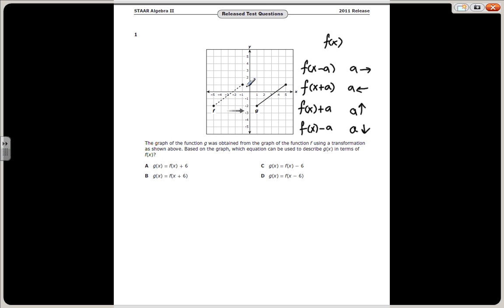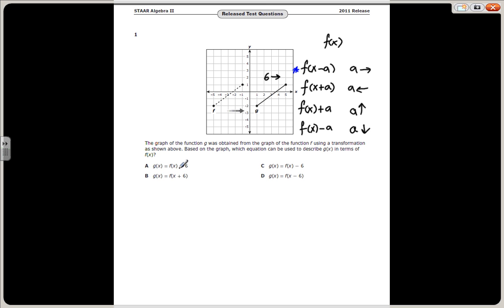In this problem, this point moved 1, 2, 3, 4, 5, 6. It moves 6 units to the right. So using this guide here, which of the following do you think applies? Moving to the right, this one right here applies, right? So basically, f of x minus 6 would be the right choice for this.